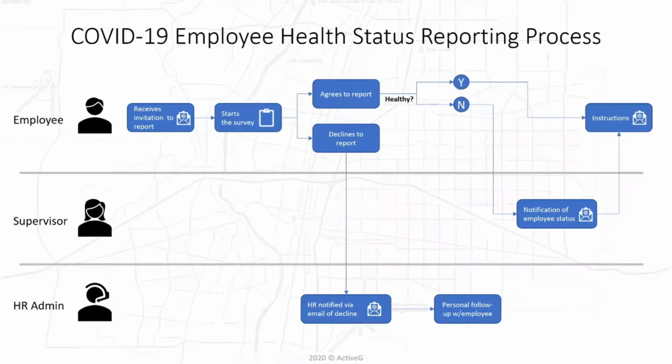Then he receives notification via email to report to work. If the employee's health status is not good, he receives instructions on remaining at home and getting care. In both situations, the employee's supervisor is notified of the employee's status. Of course, your specific use case may be different, but you can use this flow as a starting point. Now, Milton will dig into the details of how to configure the Nash workflow to enable this process flow within ArcGIS.